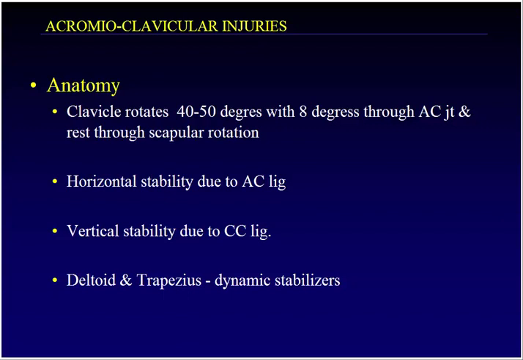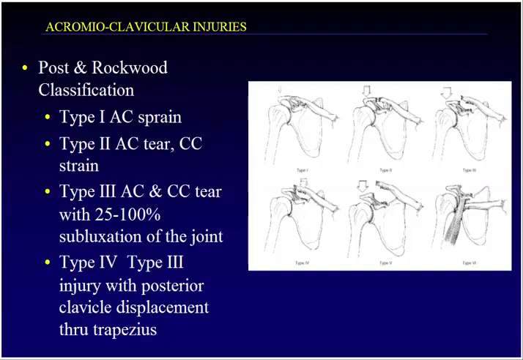The anatomy: the clavicle has a significant amount of rotation, 40 to 50 degrees, and about 10% of that occurs through the AC joint, and the rest of it is through scapular rotation. The AC joint is horizontally stable due to the acromioclavicular ligament. It's vertically stable due to the coracoclavicular ligaments, and then the deltoid and trapezius also act as dynamic muscle stabilizers of the AC joint. The Rockwood classification for AC injuries is commonly recognized.